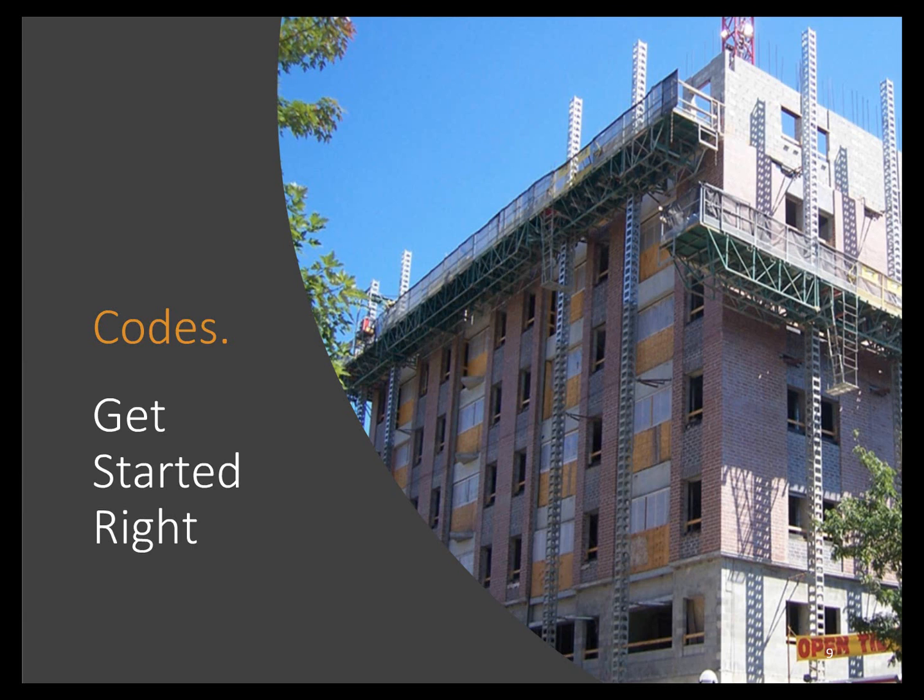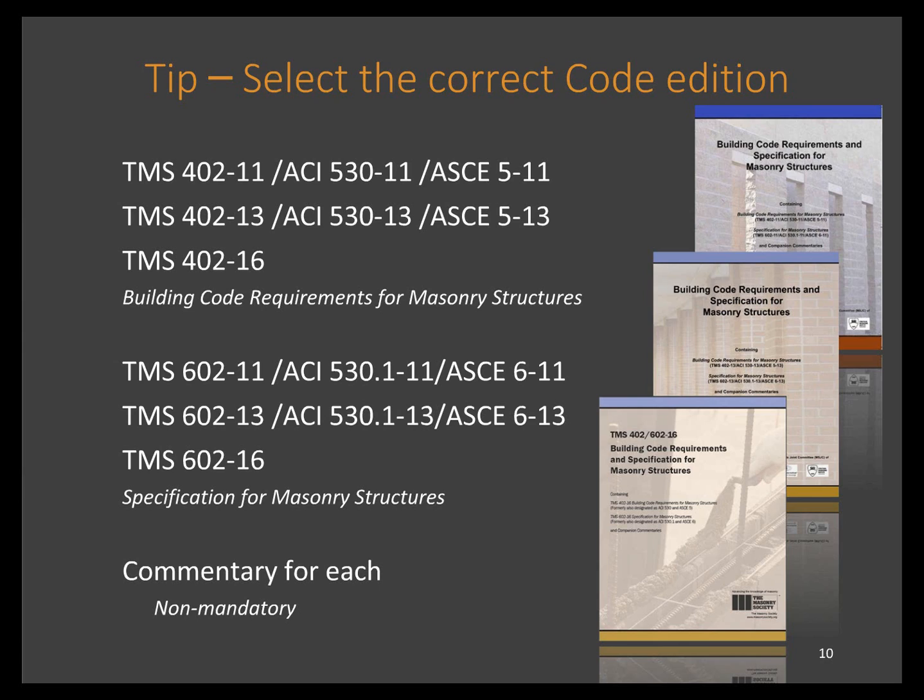So with that prelude, let me talk a little bit about codes. I think one of the best things you can do is get started right. And I tend to start with codes, possibly because that's where a lot of my background has evolved and the experience I have. I want you to select the right code edition. I've been around long enough to remember when we were going to get one national code. It's better, but we don't have one national code, as I'm sure I'm not telling anybody here on the phone anything new. Throughout the session here, you will hear me mention the TMS 402, ACI 530, ASCE 5. That was formerly called the MSJC.